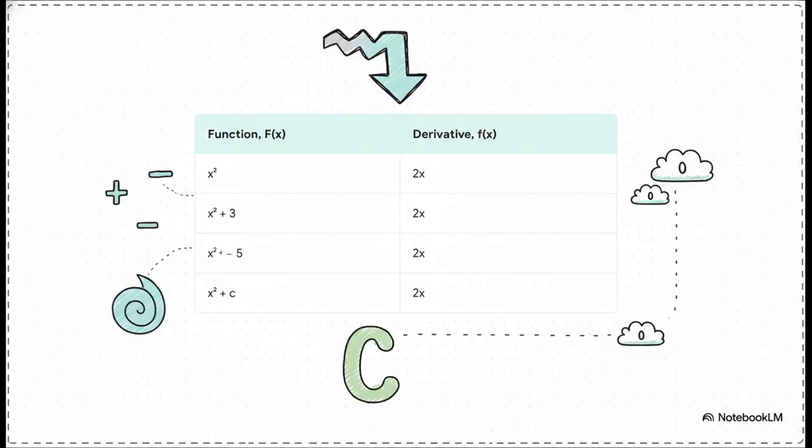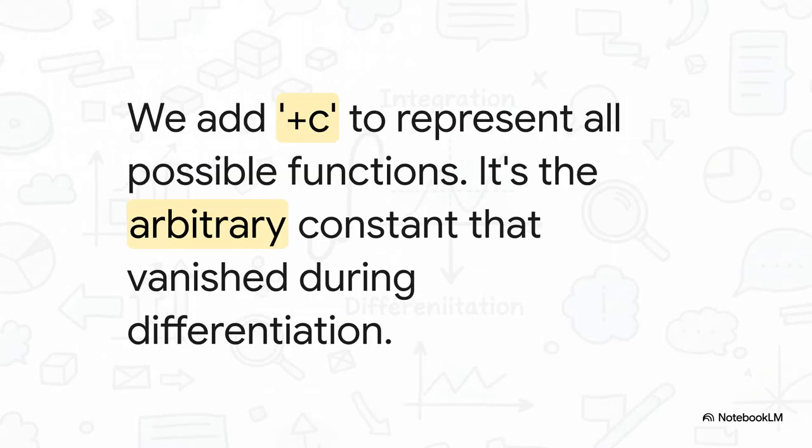And this is where things get really interesting. The derivative of x squared is 2x, for sure. But take a look at x squared plus 3. Its derivative is also 2x. Why? Because the derivative of any constant is just 0. It vanishes. The same thing is true for x squared minus 5, or x squared plus literally any constant you can dream up. And that, my friends, is why we have the mighty plus C.